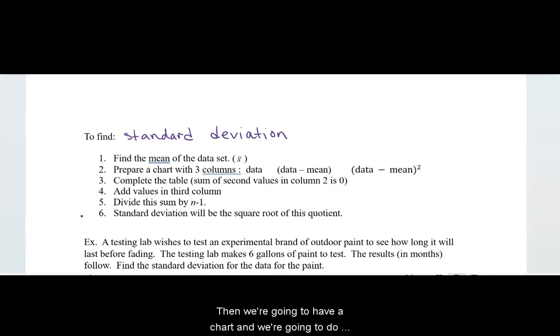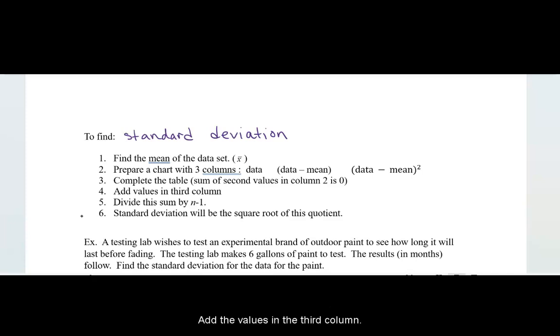Then we're going to have a chart, and we're going to do one below, where you're going to have one column of data values. The next column, you're going to take the data minus the mean. And then the third column, you're going to square all of the values that you found from the second column. Again, this will make more sense when we jump into an example. The sum of the second column values should always add up to 0. Unless we're rounding, it could be slightly off, but it will be close to 0.